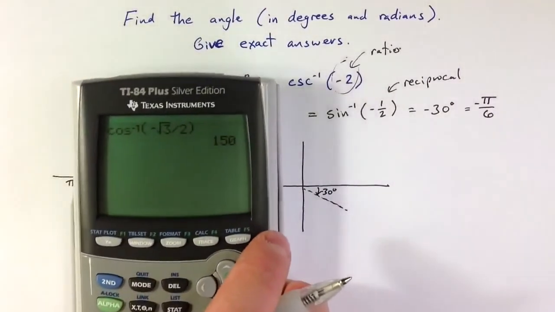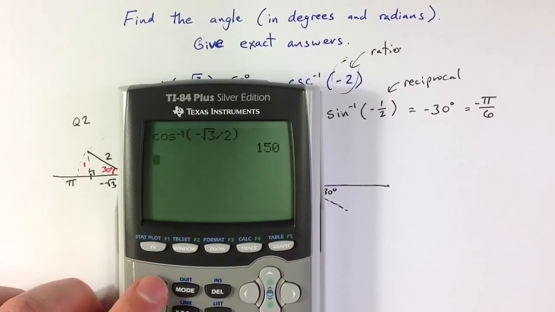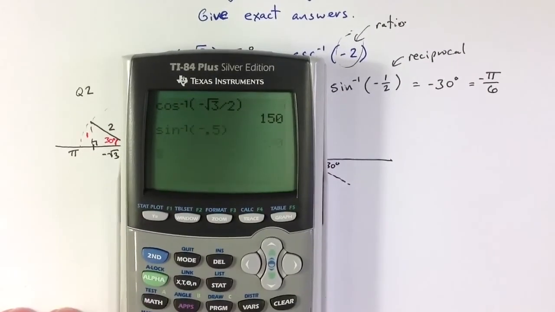Of course, just like we did with cosine, we can check our answer with the calculator. And so I'm taking inverse sine of negative 0.5, and we can see that the answer should be negative 30 degrees.